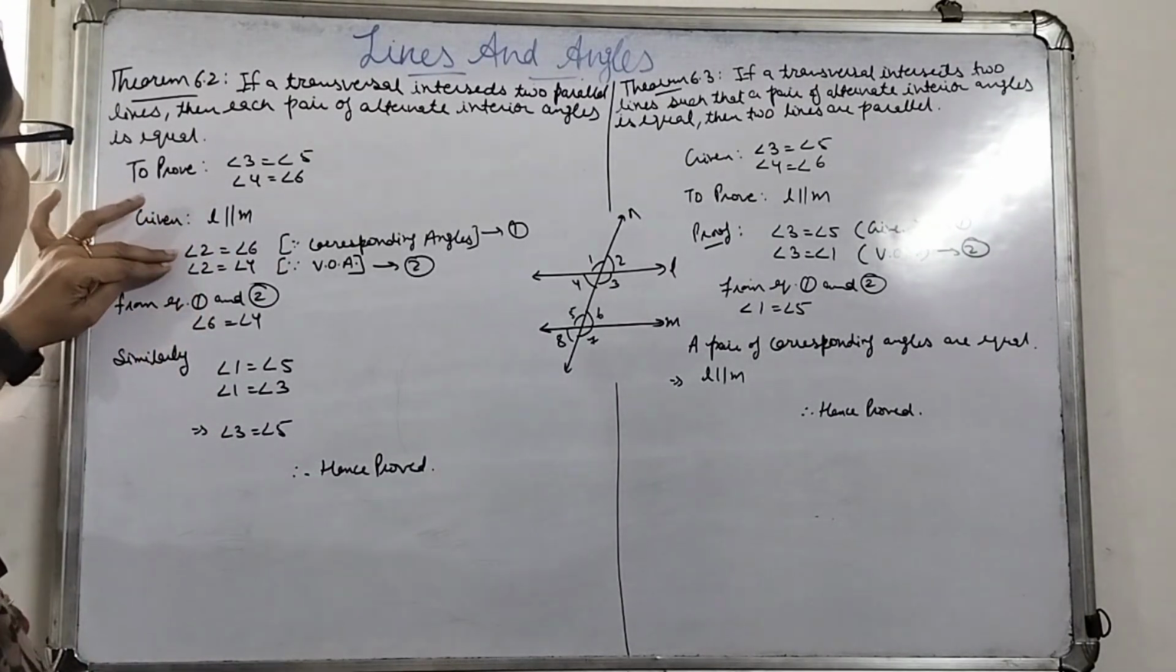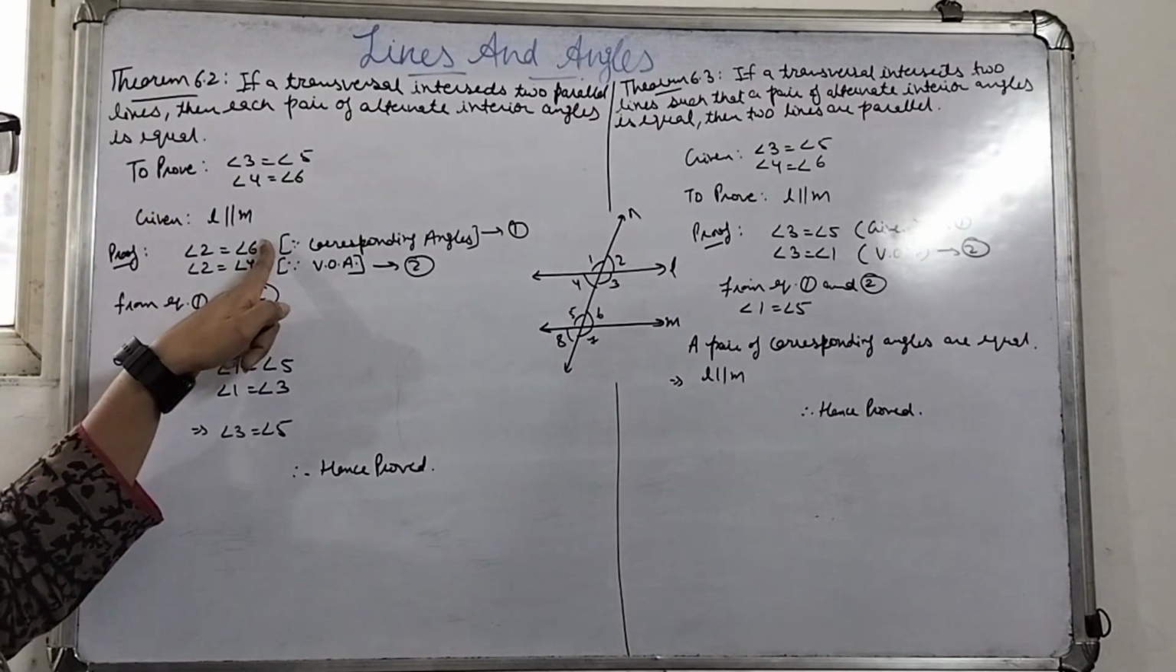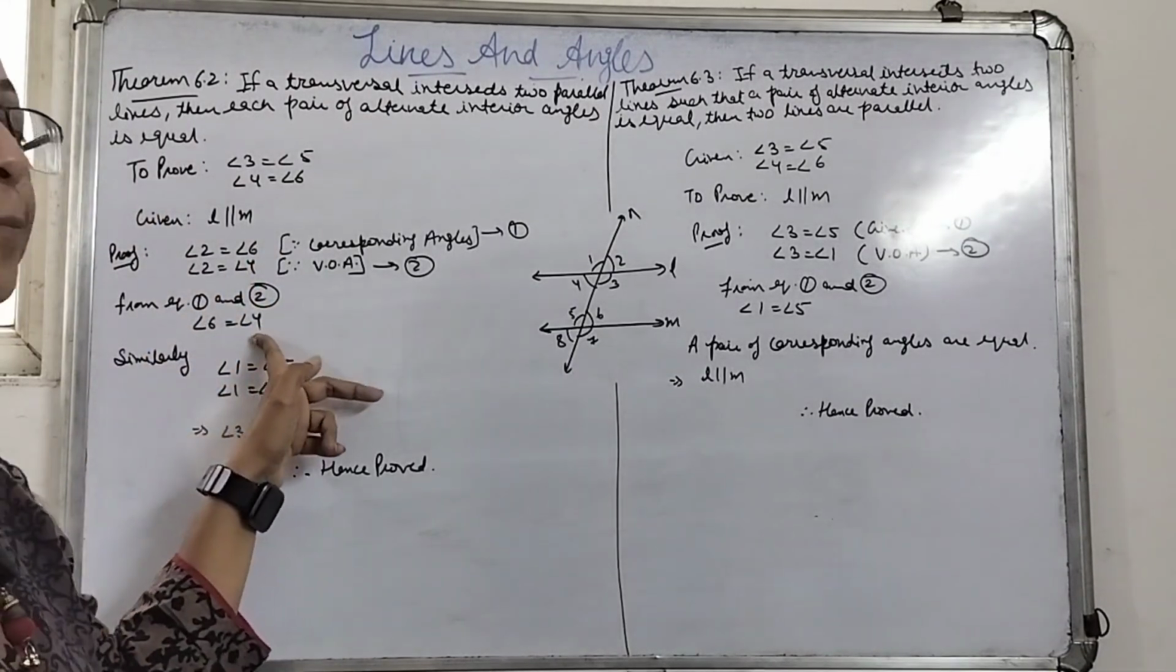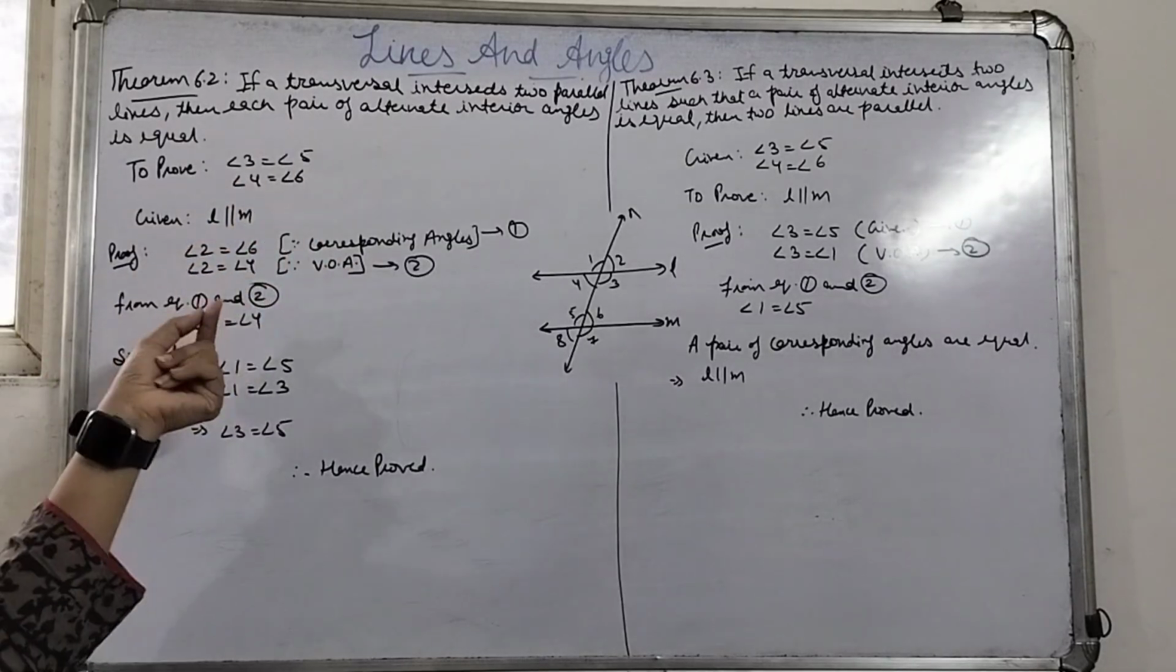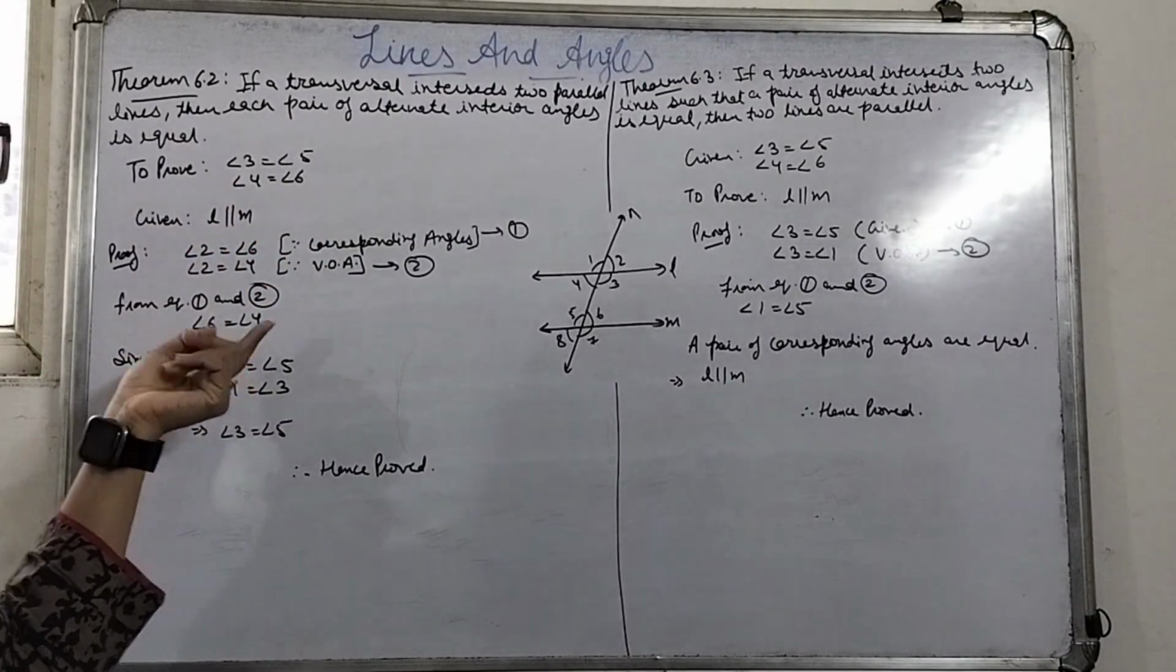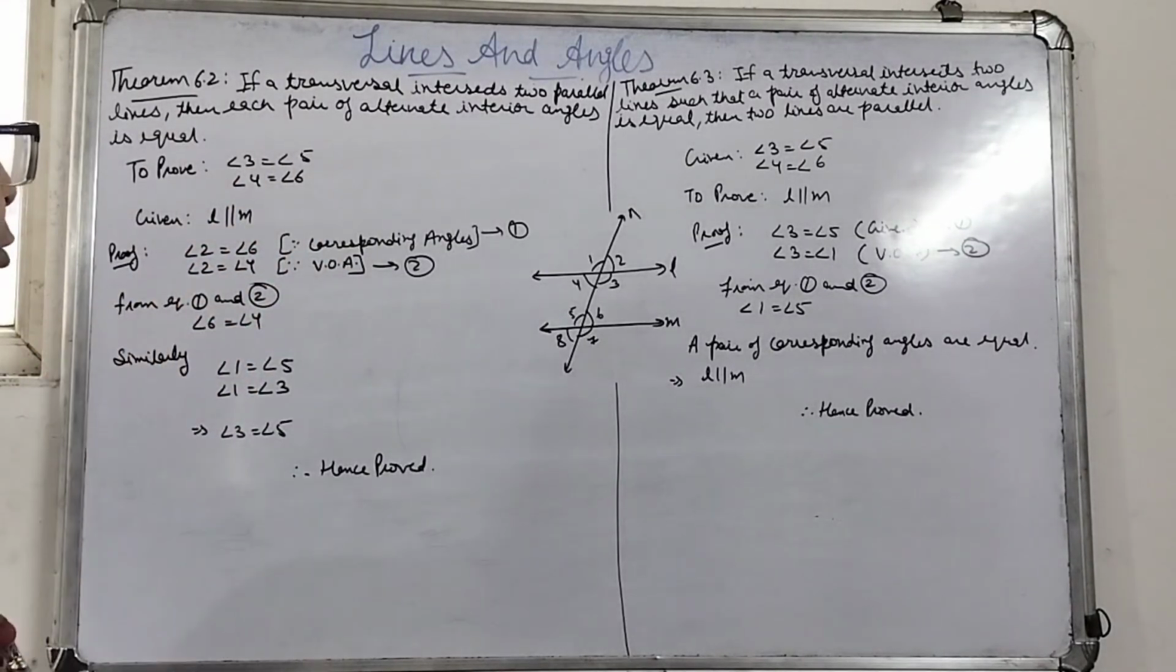So from these two equations, we can say that angle 6 will be equivalent to angle 4. And that was to be proved, that angle 4 is equivalent to angle 6. So we have just now proved that the pair of alternate angles is equal.